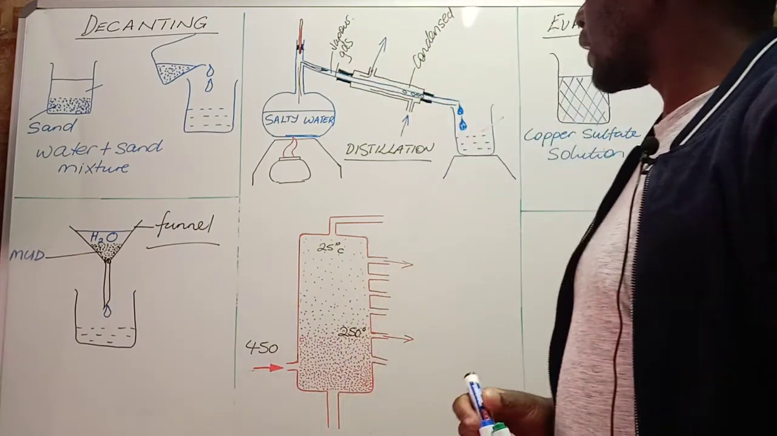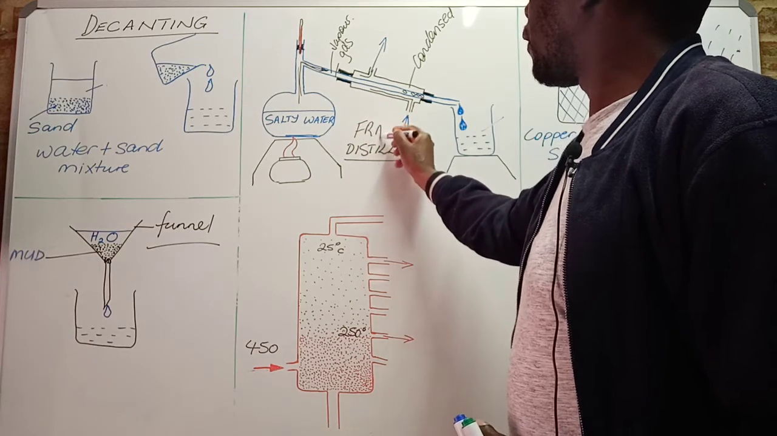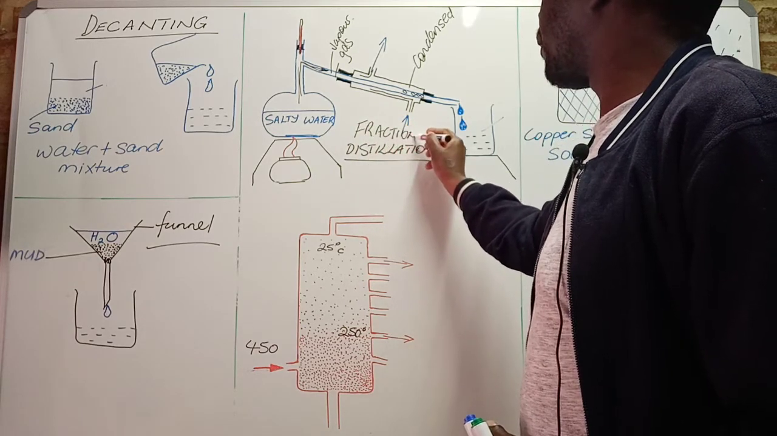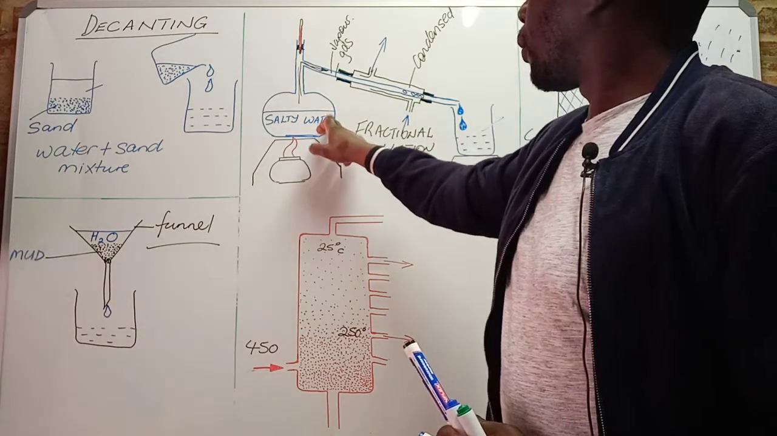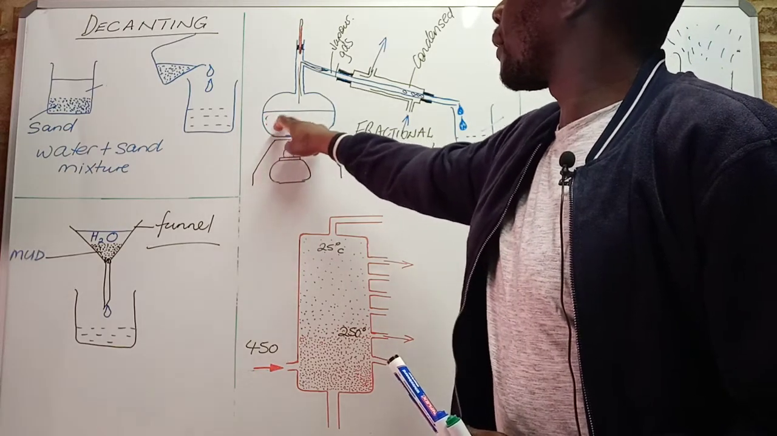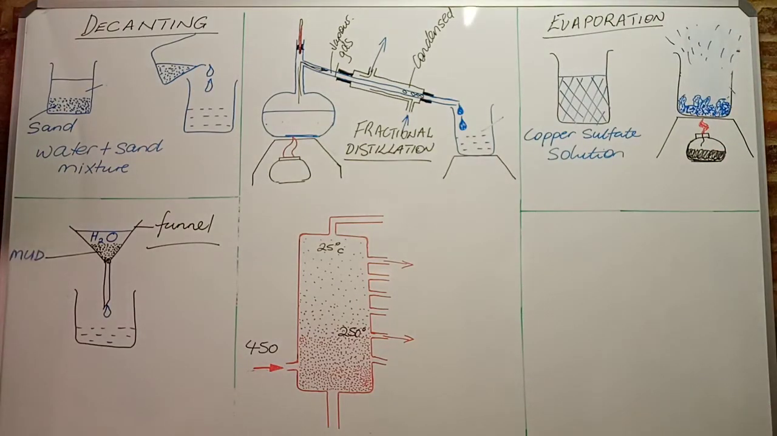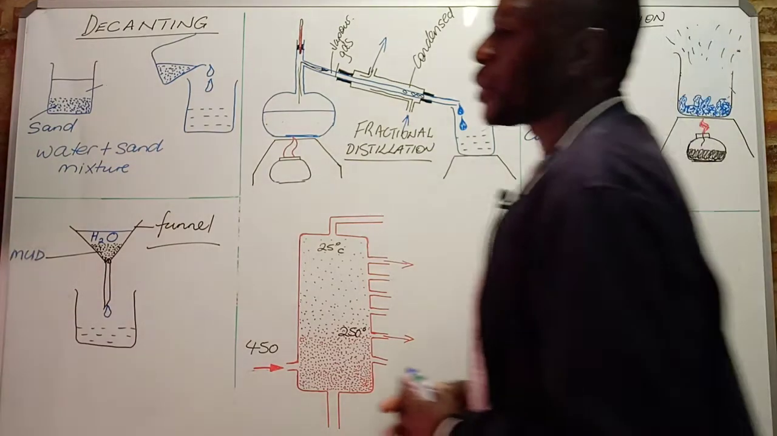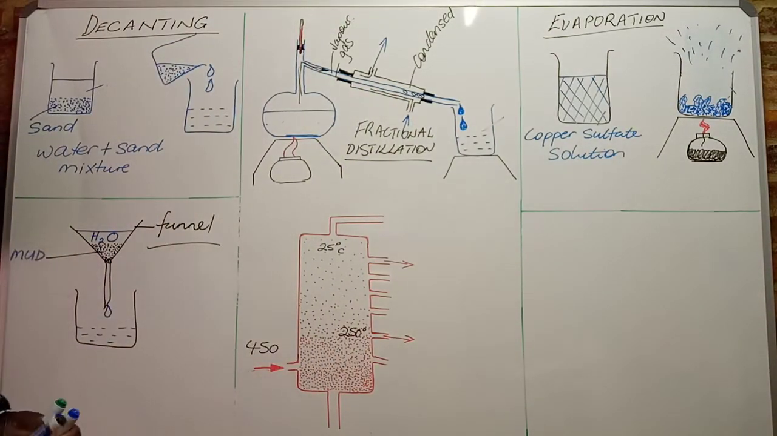And this advanced type of distillation is called fractional distillation. Okay. And we are going to remove salt there. Now, fractional distillation is used to separate what we call miscible fluids.